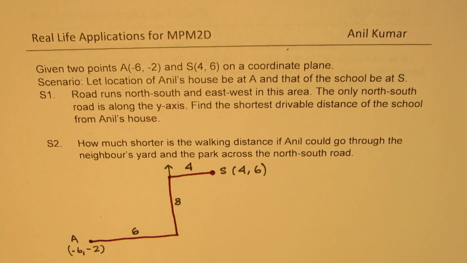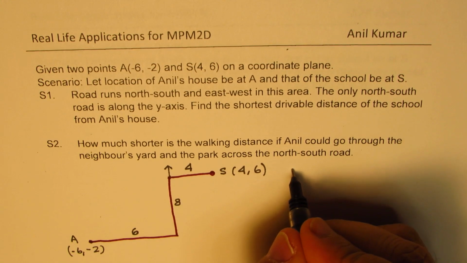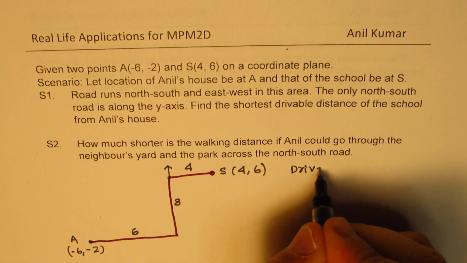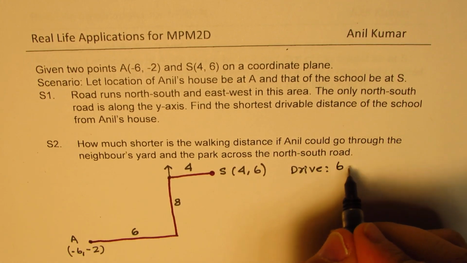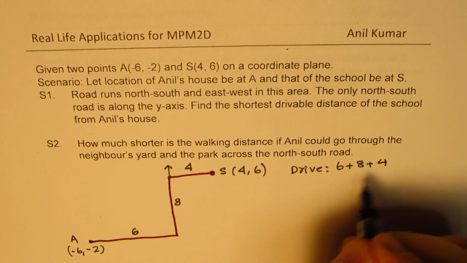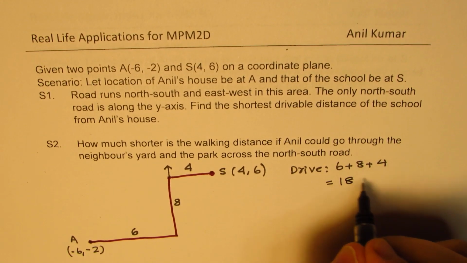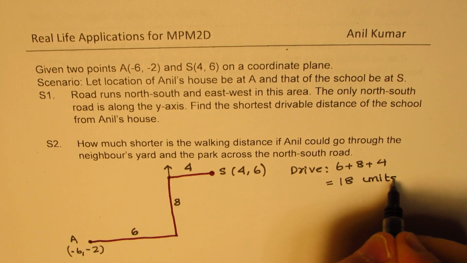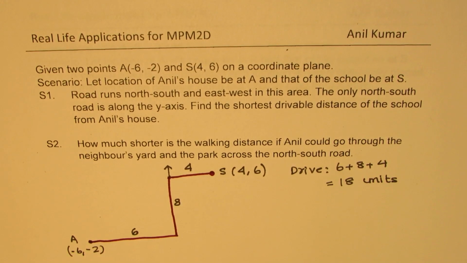Okay. So you can say that the driving distance is how much? We can just add this, right? 6 plus 8 plus 4, and that gives you 18 units. Correct. So that is simple.